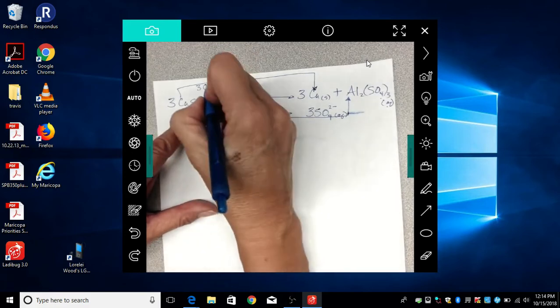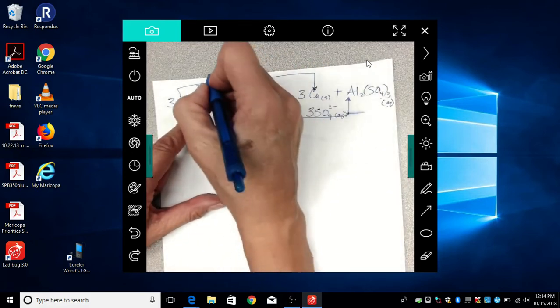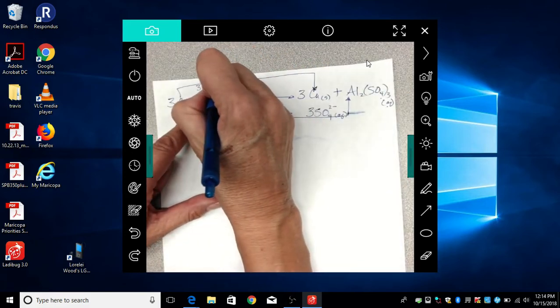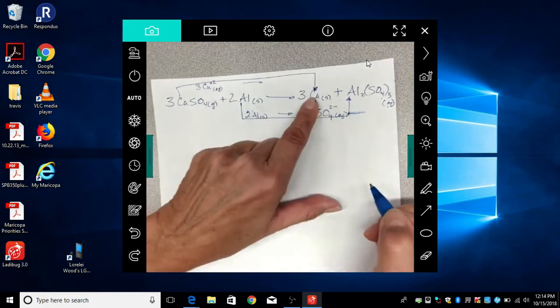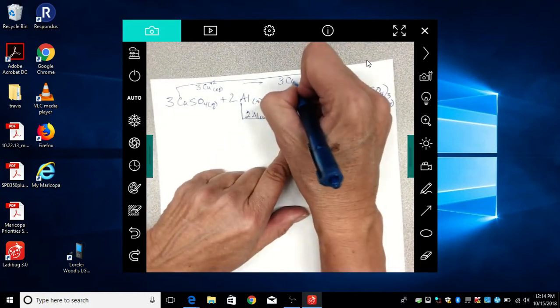They're ions. What's the charge on the ions there? Plus 2. Okay, I'm going to put that they're in aqueous solution. And they have created 3 copper solids.